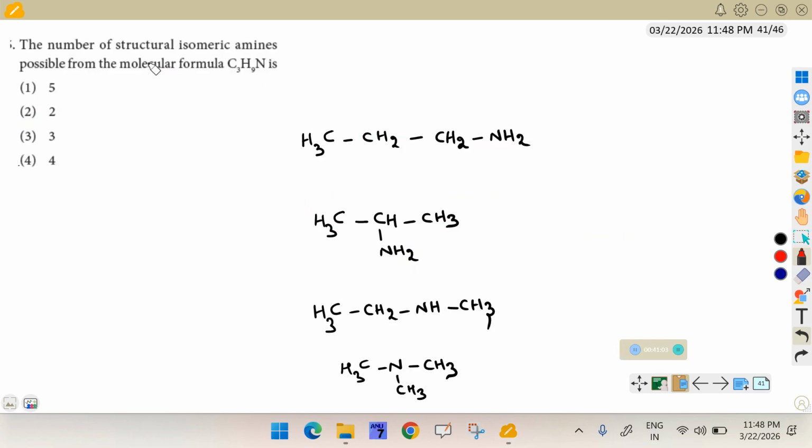The number of structural isomeric amines possible from the molecular formula C3H9N. How many are possible? 1, 2, 3, 4 are possible.